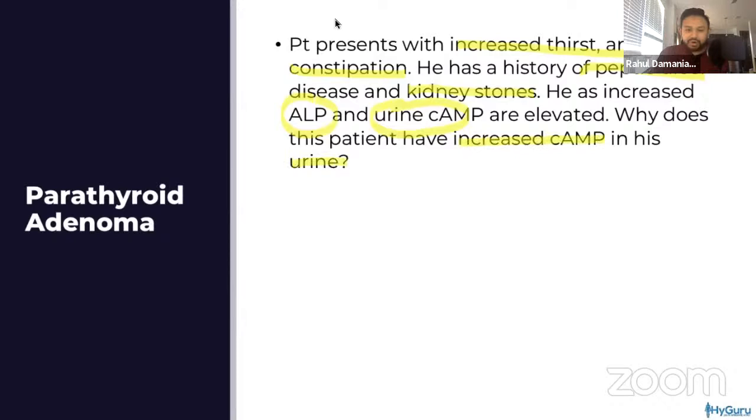So the beginning portion of this question is all focused on you recognizing stones, bones, and groans. The patient has hypercalcemia. Now, why do they have increased cyclic AMP?